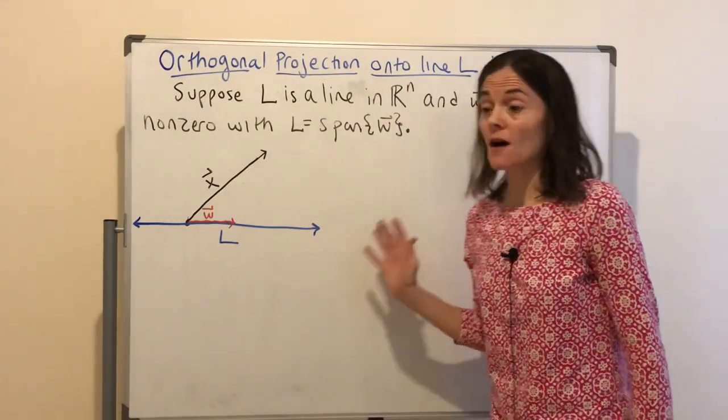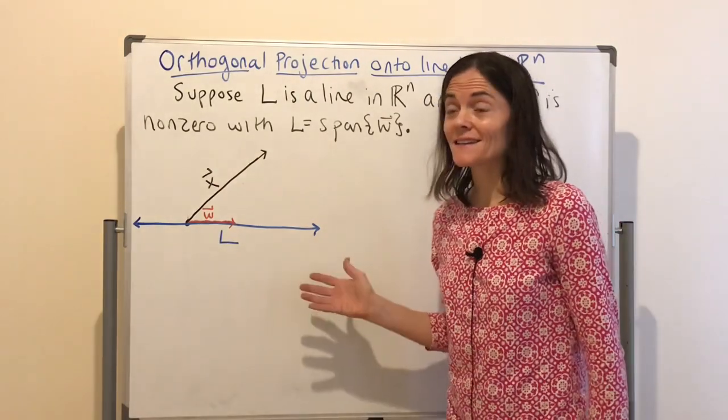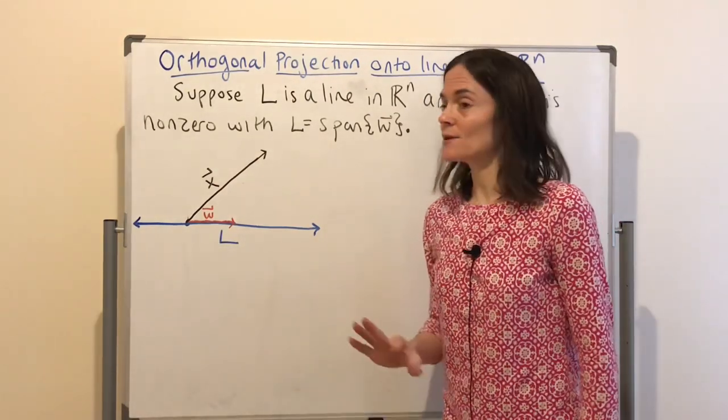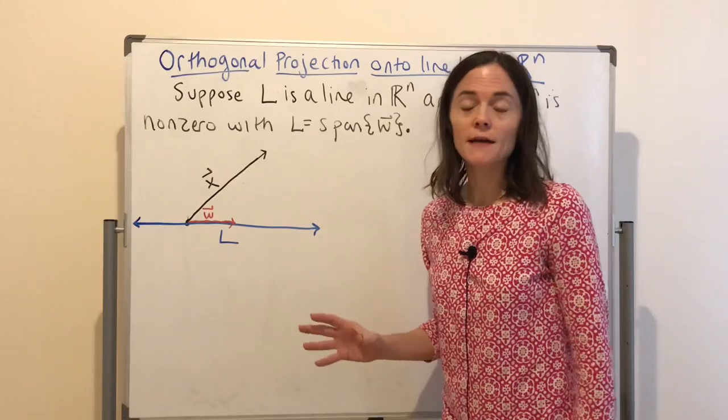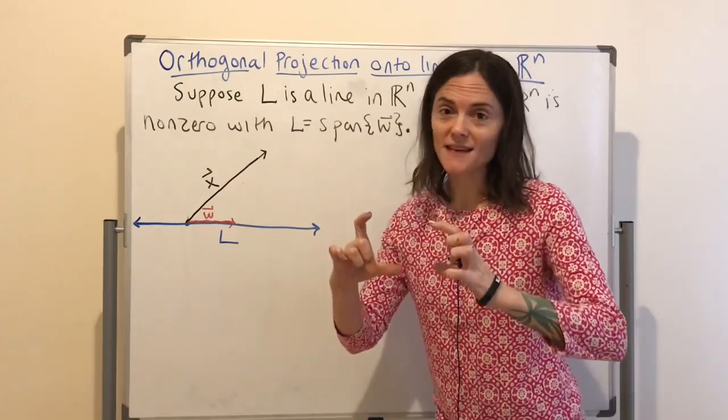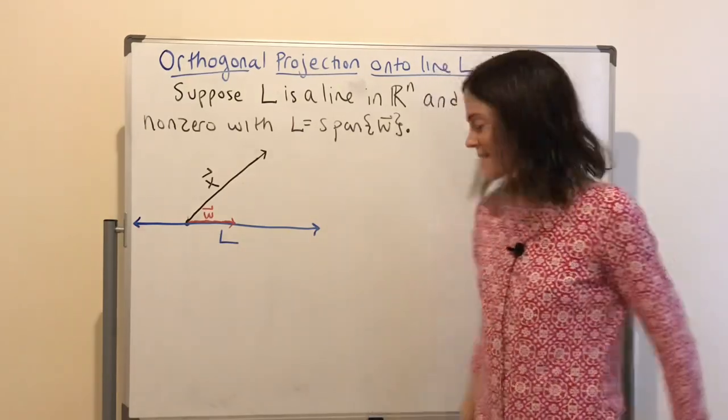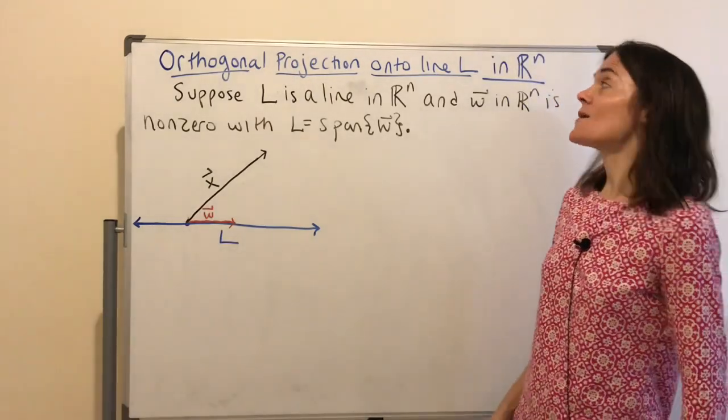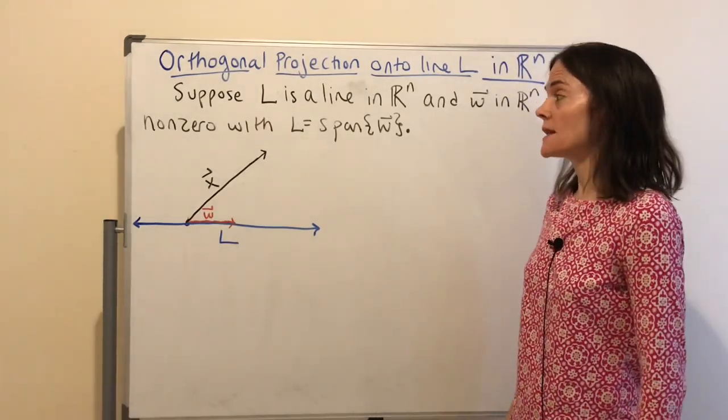Well, I'm going to talk about this in terms of Rn, as I mentioned at the beginning. Similarly, I will talk about reflection in Rn, but then we're going to look at the matrix when it's R2. Okay, so here we go. This is orthogonal projection onto a line.